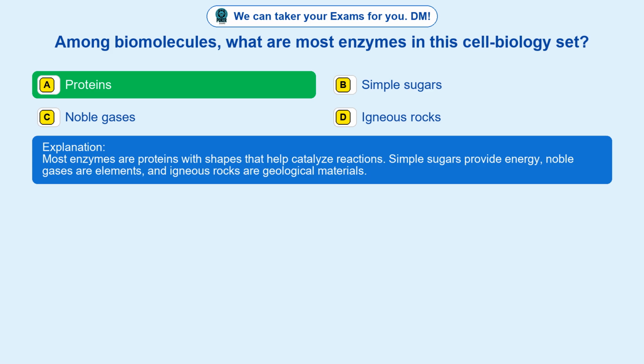Simple sugars provide energy, noble gases are elements, and igneous rocks are geological materials.